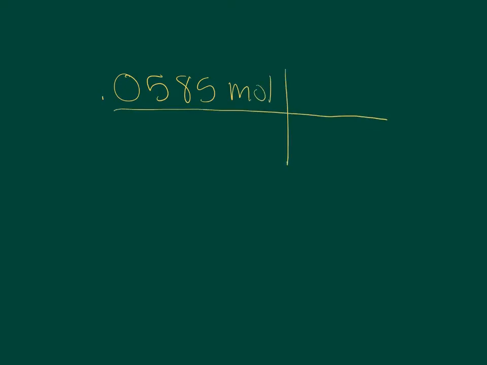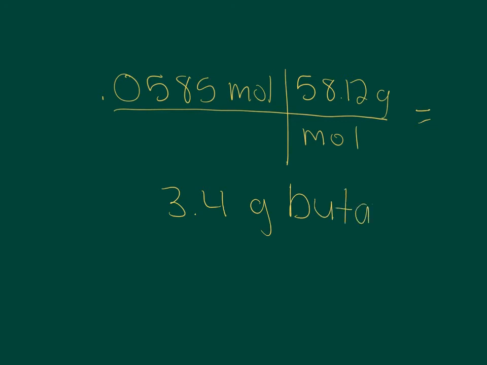We multiply the moles, 0.0585, by the molar mass of butane, 58.12 grams per mole, which you can find either by the periodic table or looking it up online. Calculating this, we find the answer is 3.4 grams, which means we need 3.4 grams of butane to prepare 1 cup of tea. This is the solution to part B.